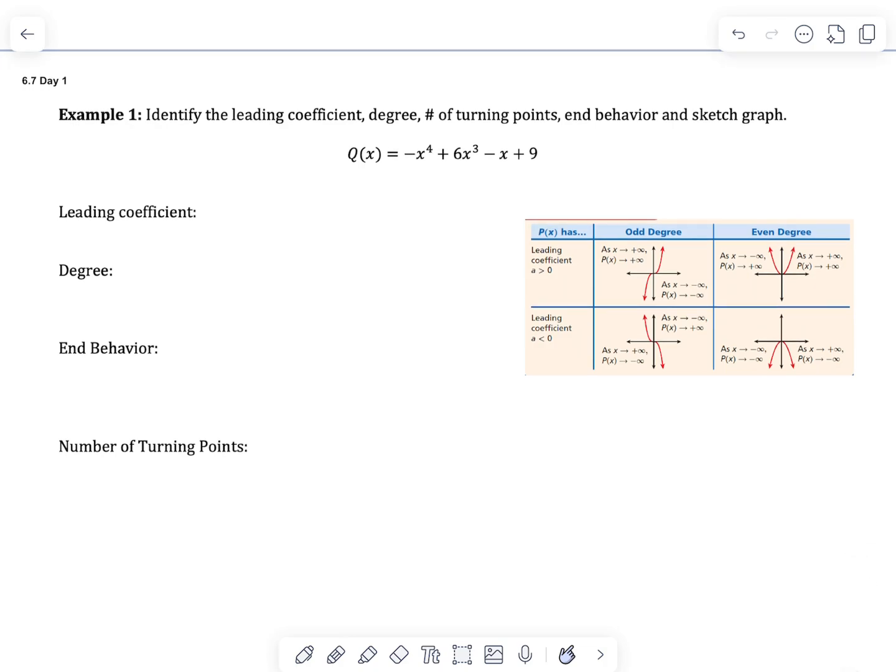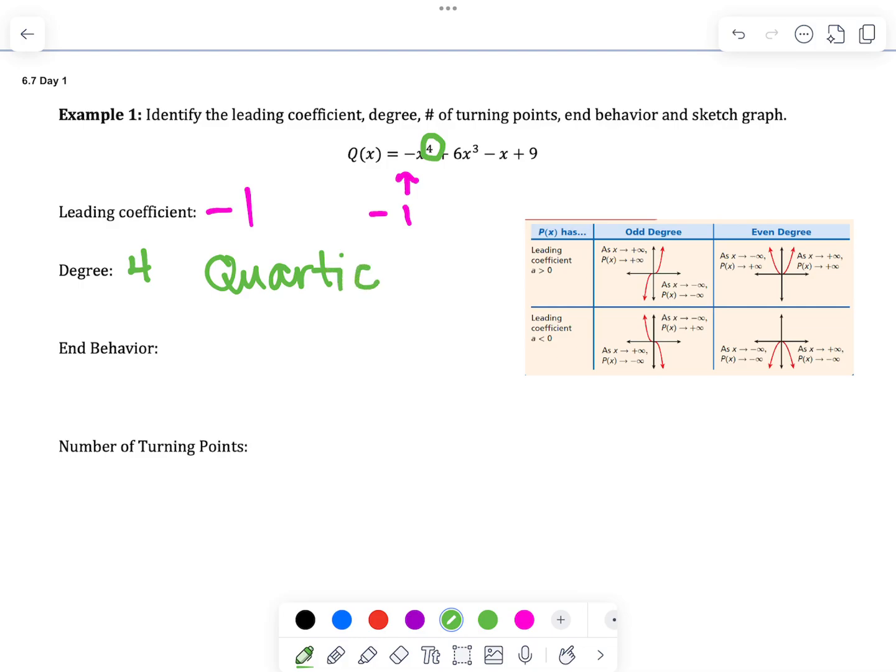Example 1, identify the leading coefficient, the degree, the number of turning points, and the end behavior, and then sketch a graph. So here's our polynomial, and we want to first identify the leading coefficient. So that's the number in front of the x to the 4th power. So that's your LC, your leading coefficient, and that number is -1. So your leading coefficient is -1. The next thing is we identify the degree. That is 4. So we're going to have a quartic function.